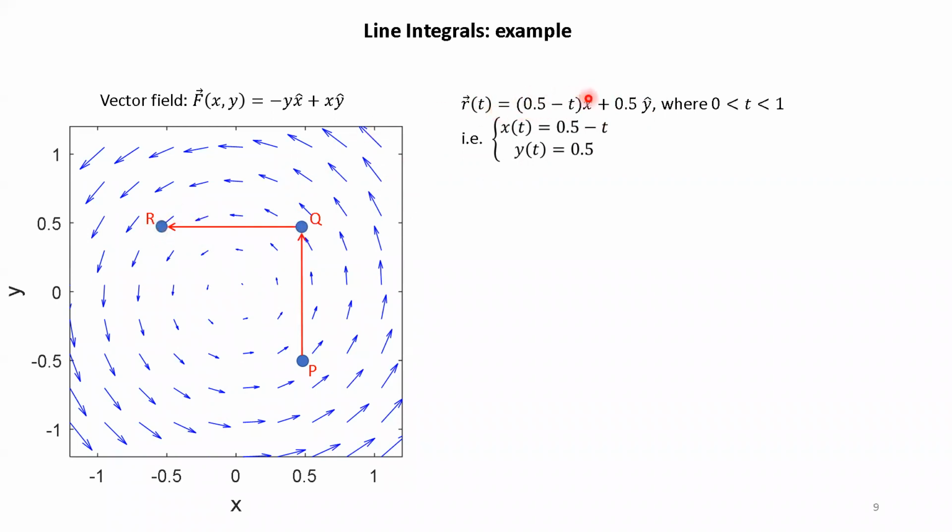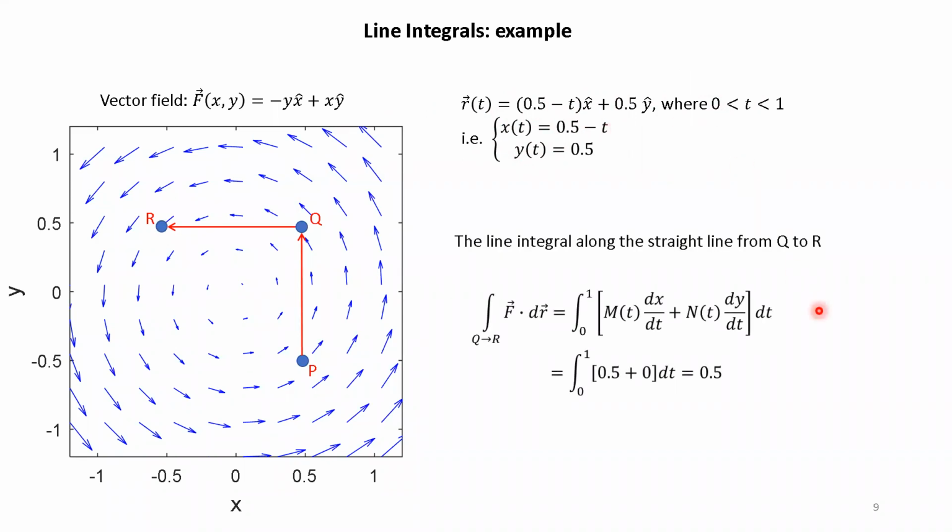Then I can parameterize this x component like this. If you put t equals 0, this 0.5 minus t gives you 0.5. And if I put t equals 1, then this 0.5 minus t gives me minus 0.5. So that's why this parameterization works. This is a very similar example.